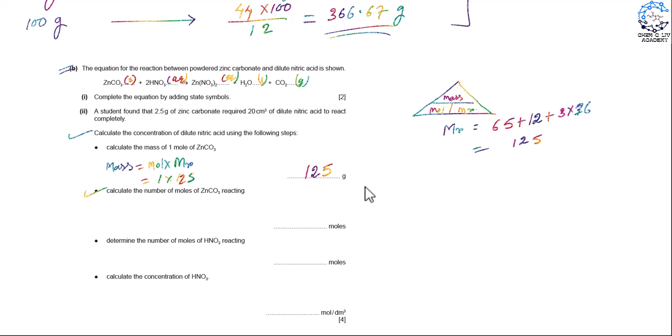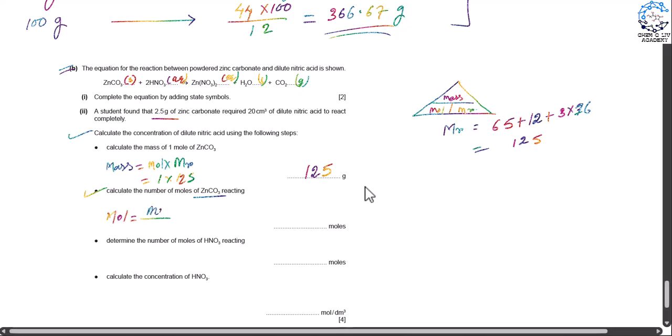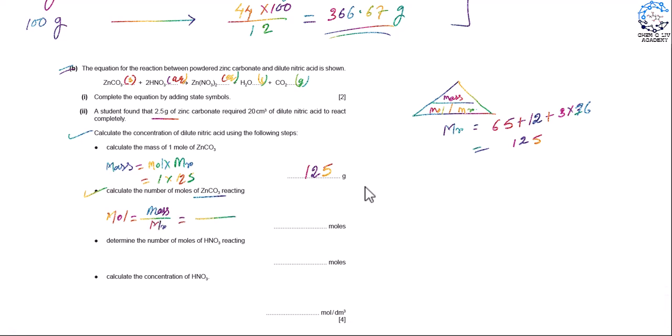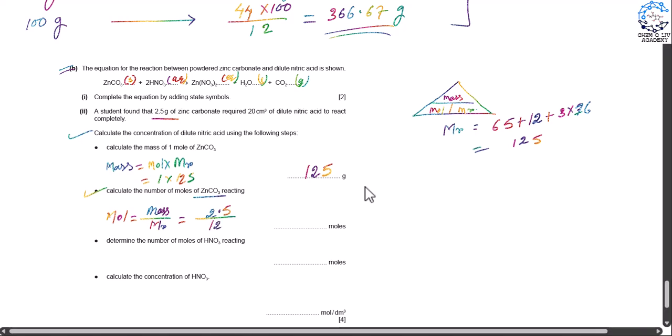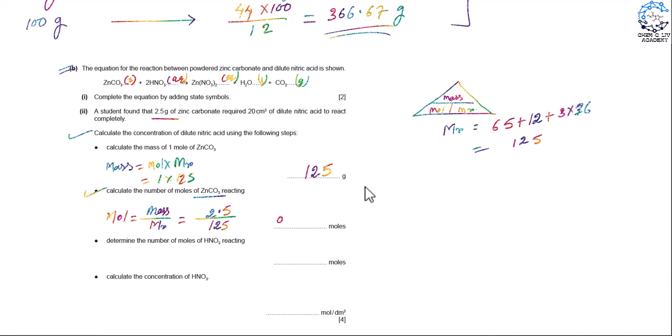Okay, let's move to the next. Calculate the number of moles of zinc carbonate reacting. Now it's saying reacting. Reacting means how many grams of zinc carbonate is reacting, you have to figure it out. So 2.5 grams. Again, I have to calculate mole. So mole is equal to mass divided by molar mass. So mass is 2.5 gram divided by molar mass, 125. We put it in the calculator and we are going to get 0.02 moles.